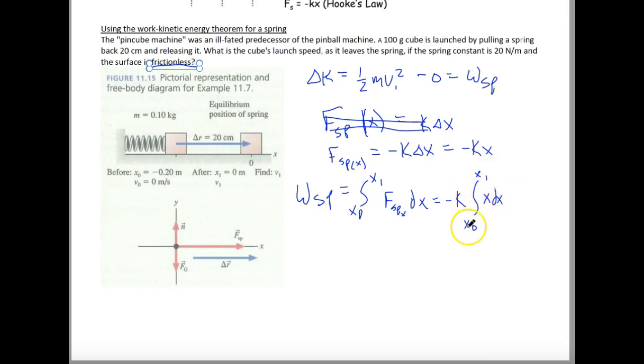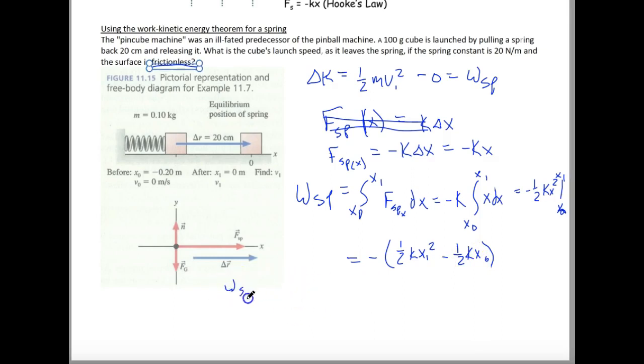So this is going to be equal to negative 1/2 of kx squared, and we're going from x0 to x1 as our boundaries there. So let's go ahead and do the integral here. So this is equal to negative 1/2 kx1 squared minus 1/2 kx0, our original position, squared.